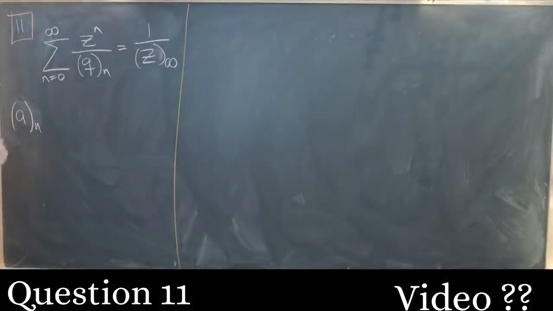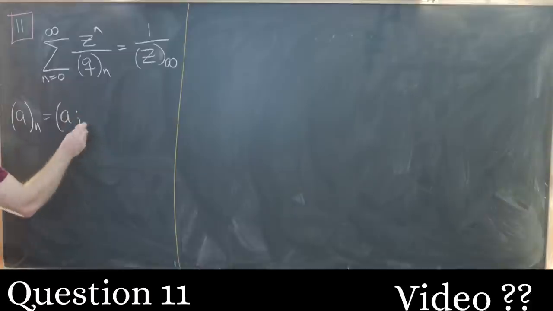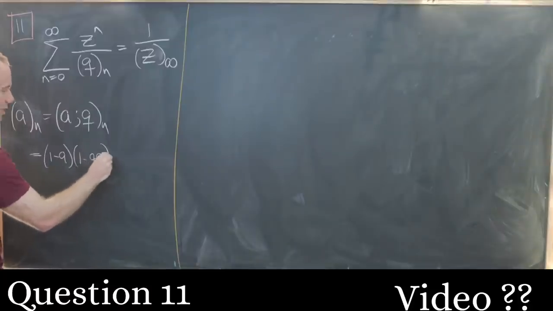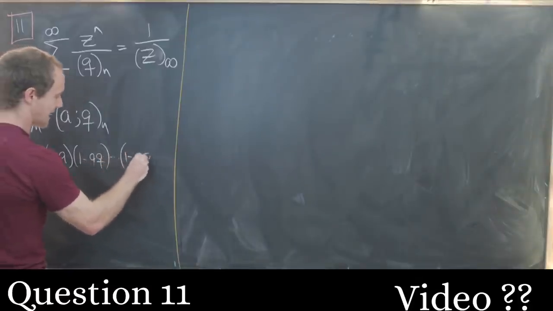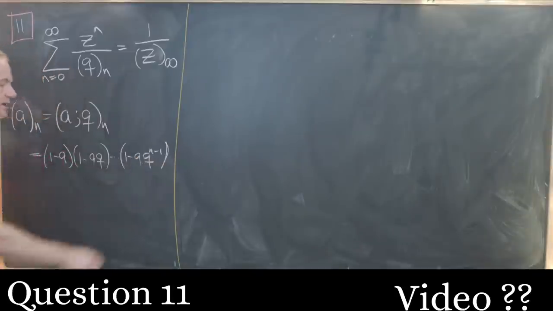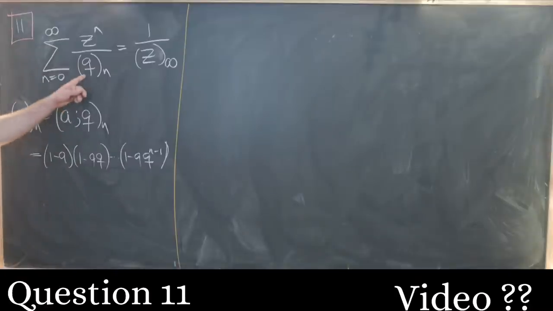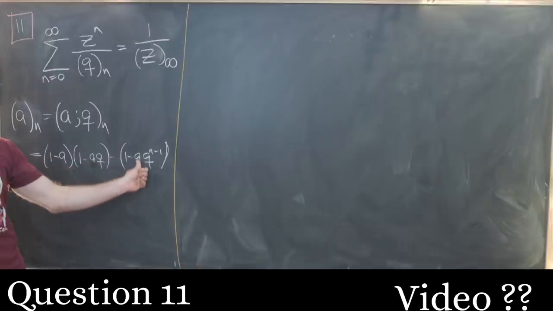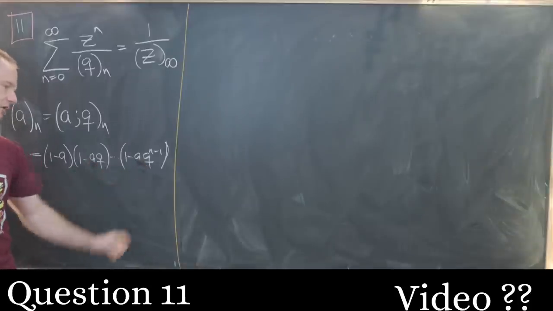So this thing, a_n, which is sometimes also called (a; q)_n, is the product (1 - a)(1 - aq) all the way up to (1 - aq^(n-1)). Up here, q is equal to a, so that's really just (1 - q)(1 - q^2), all the way up to (1 - q^n).